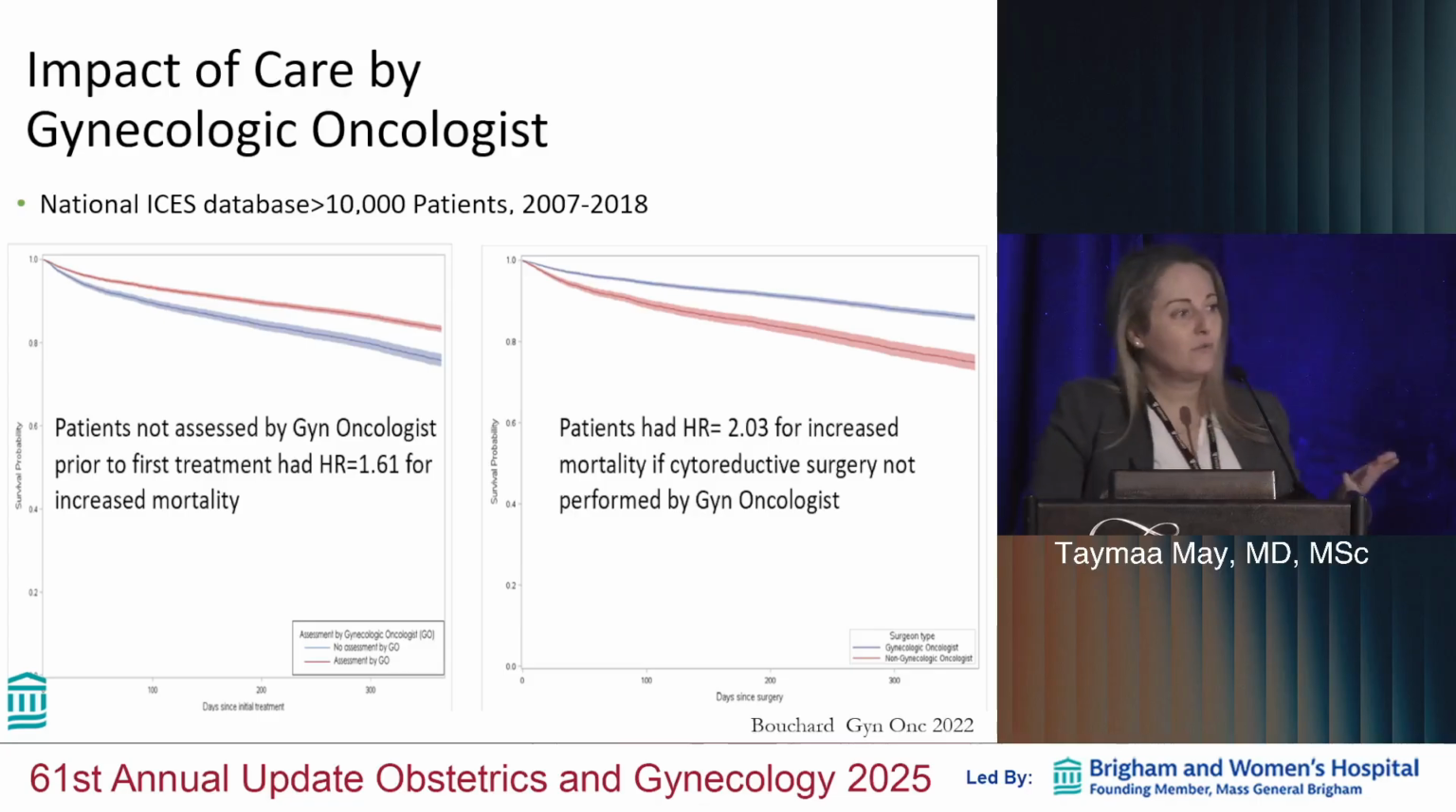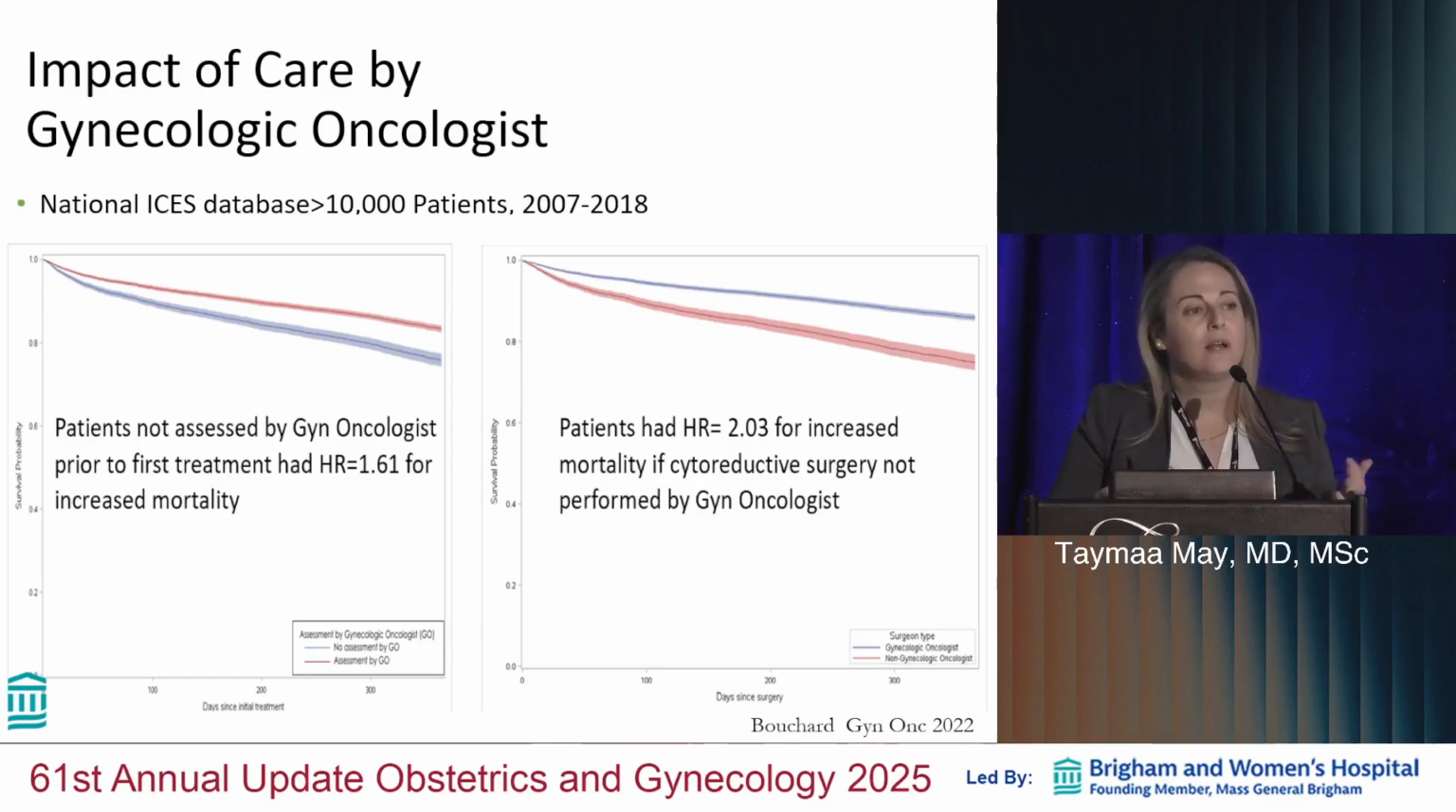If patients are cared for by GYN oncology with ovarian cancer, their survival is better. Patients are seen by a GYN oncologist before they start treatment. The hazard ratio for improved outcome is 1.61.